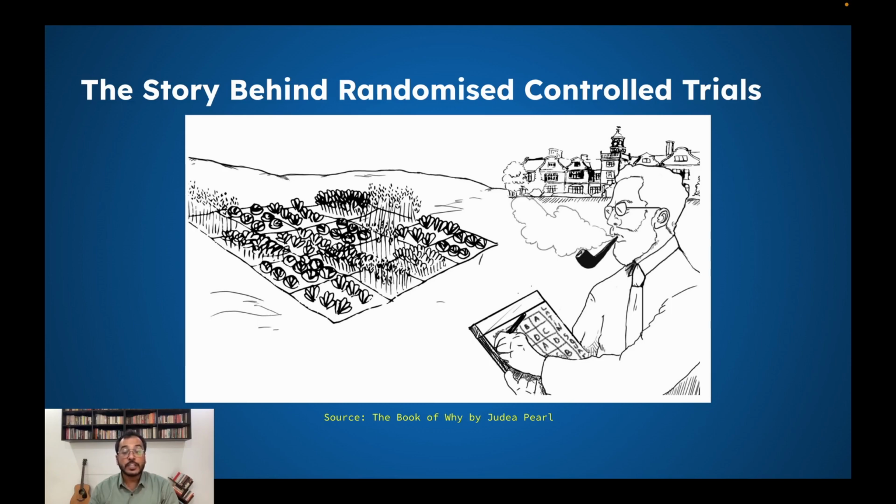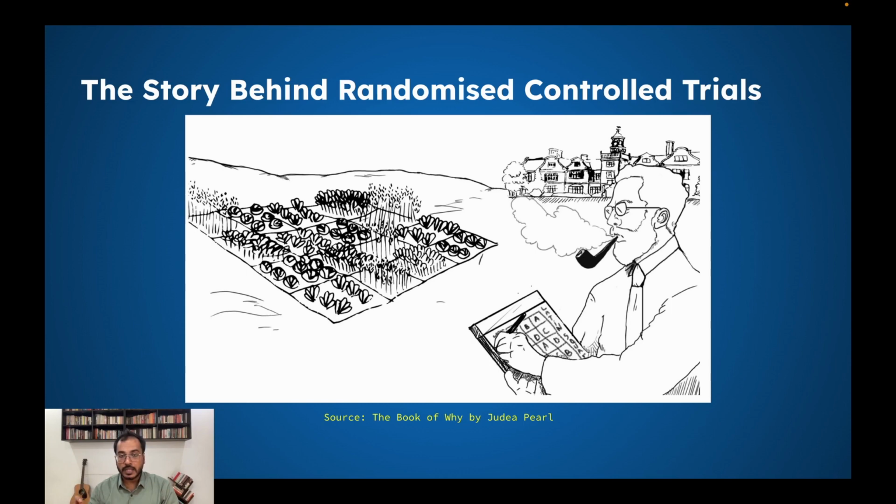So what Fisher did was a very ingenious thing. He decided to counter natural randomness with synthetic randomness. So how did he do that? He divided his field into very small squares, and then he decided with a coin toss for every square whether the square gets the fertilizer or the square does not get the fertilizer.